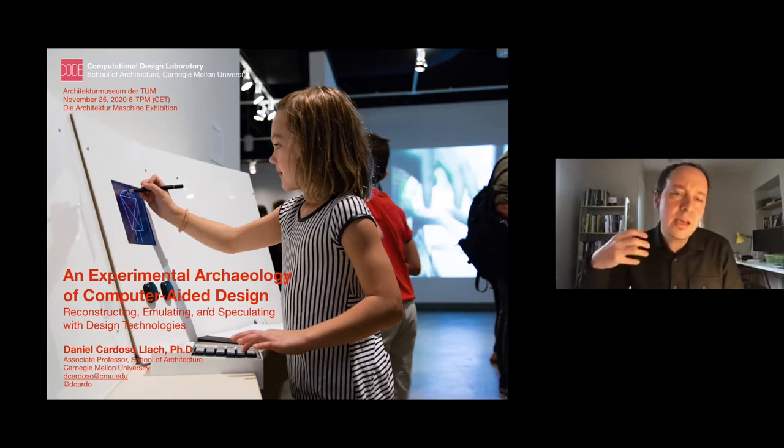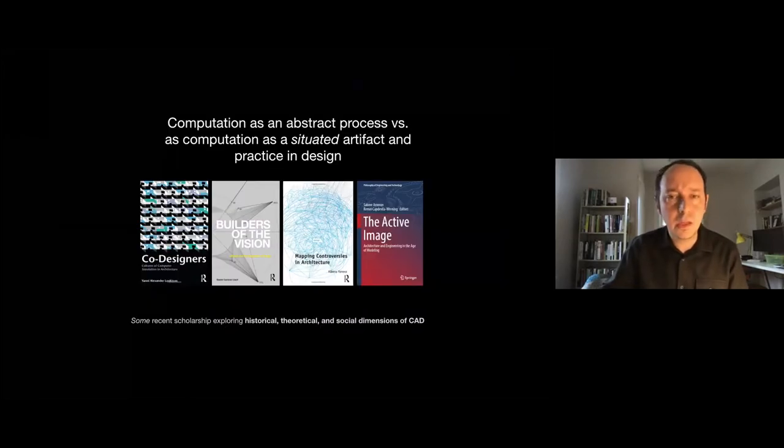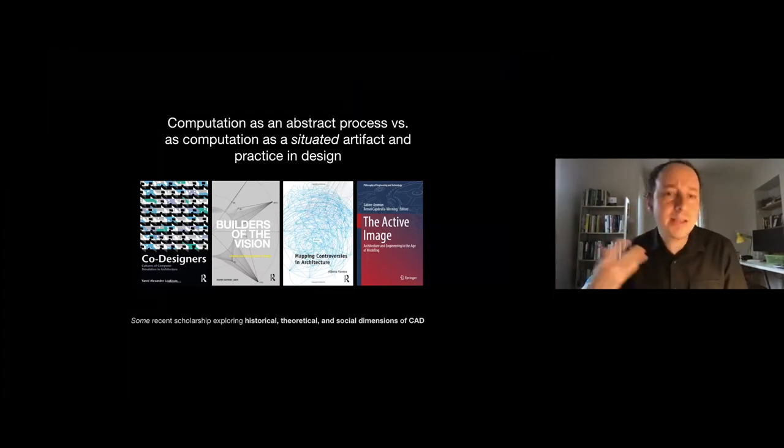These systems can be seen to embody theoretical, but also an aesthetic commitment about the designing and building practices that they are meant to support. And I think that's an interesting point of departure for a scholarly analysis. So this is, of course, a perspective that has been explored to some extent by scholars in this field.